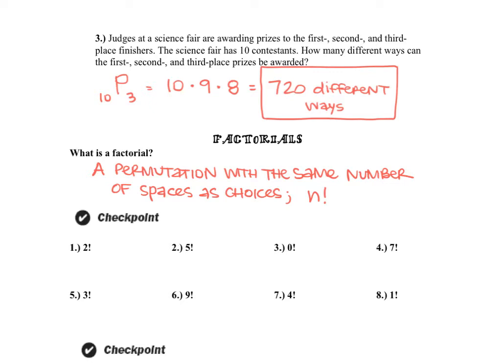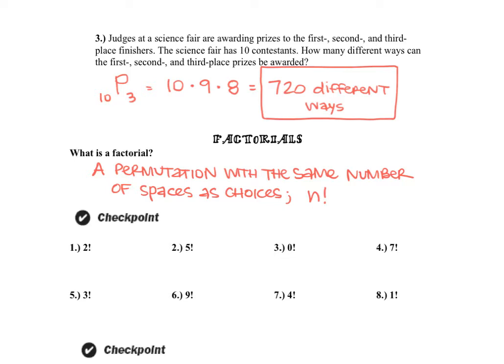All right, so in this problem, we had 10 choices and 3 spaces since we were awarding first, second, and third place. So I multiplied 10 times 9 times 8 to give me 720 different ways that these prizes could be awarded. All right, now, the next thing we're gonna look at is something called a factorial.